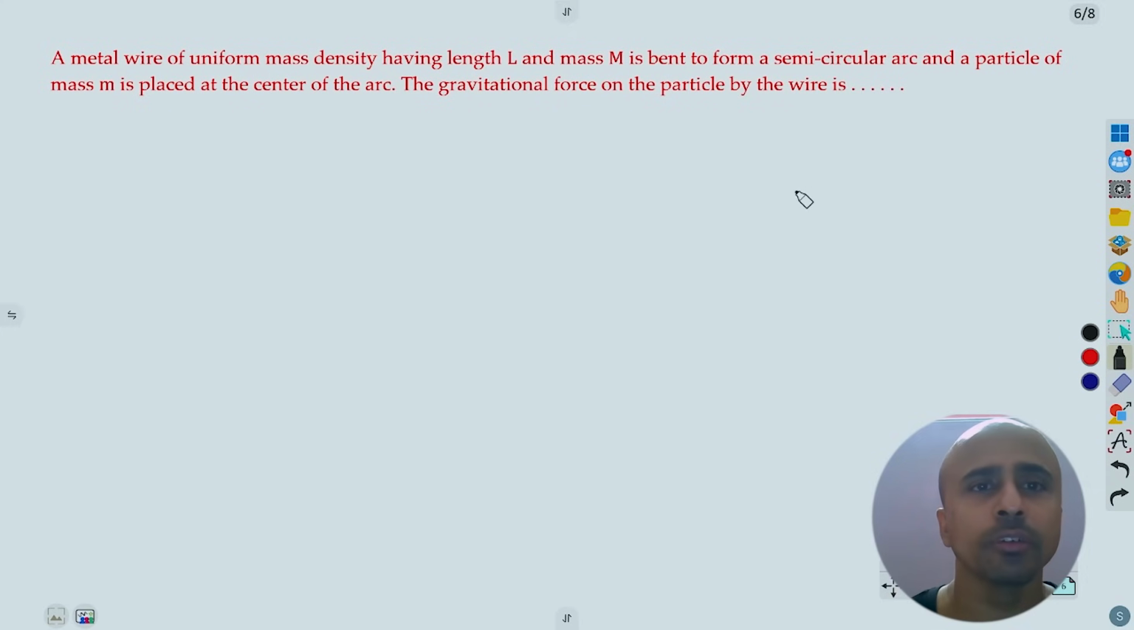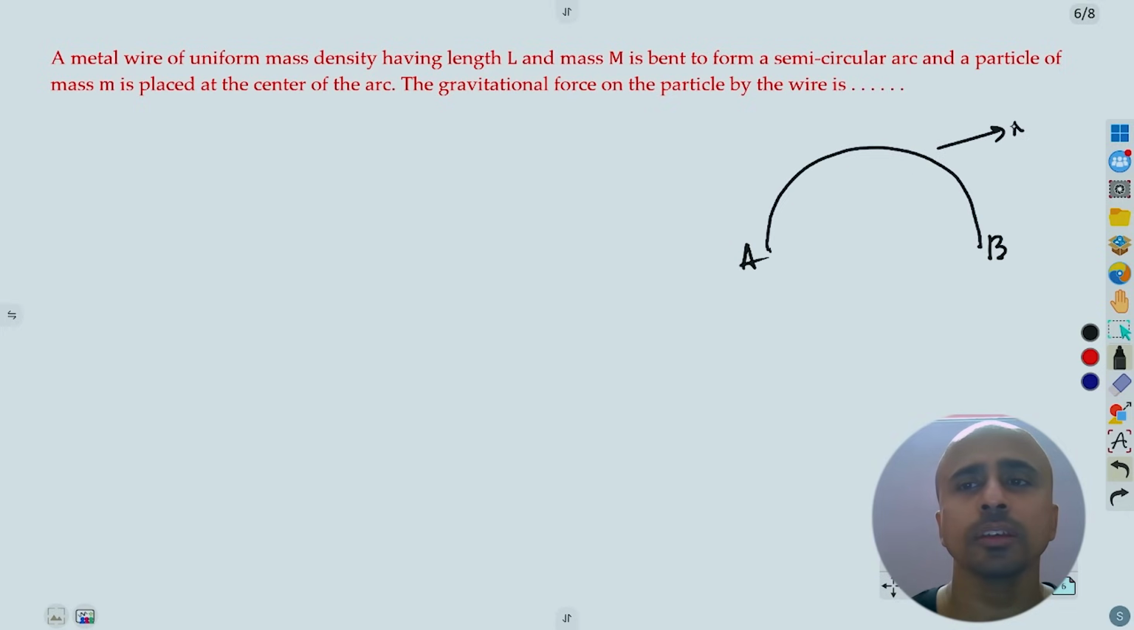A metal wire of uniform mass density having length L and mass M is bent to form a semicircular arc. So this is a semicircular arc. Okay, let's name this point A, and let's name this point B. So its mass is M, its length is L. So the whole length is L.